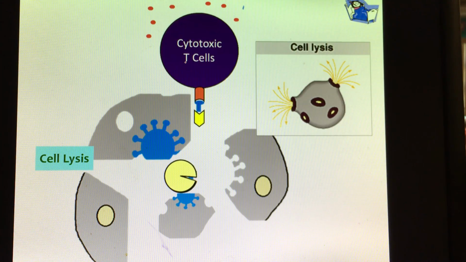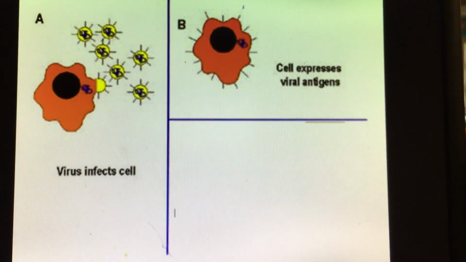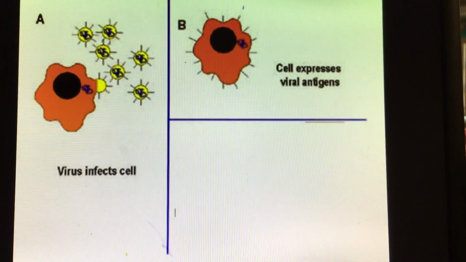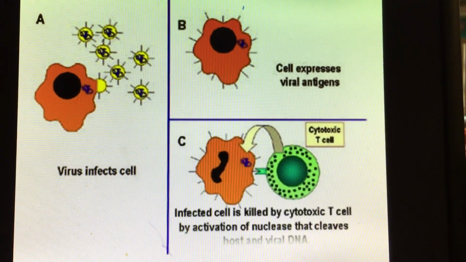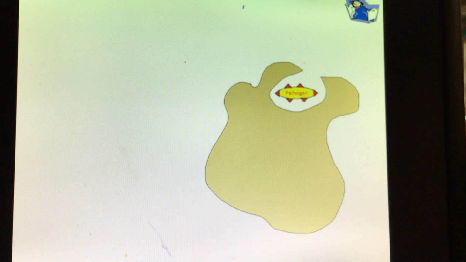So here's a picture of cell lysis just to give you a pretty picture of what I was trying to do. Here again, a virus infects a cell, and then the cell has a class 1 MHC molecule that's going to present on its surface antigens from the virus, and then that will attract cytotoxic T cells that will go and signal the death of this cell.